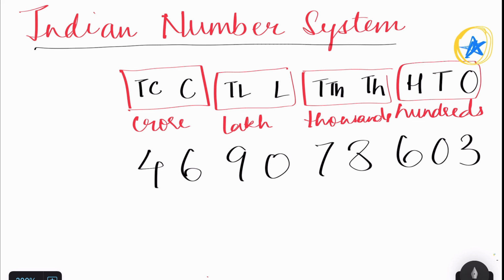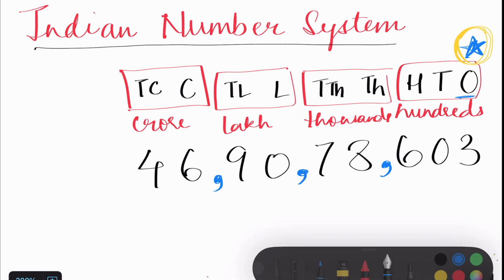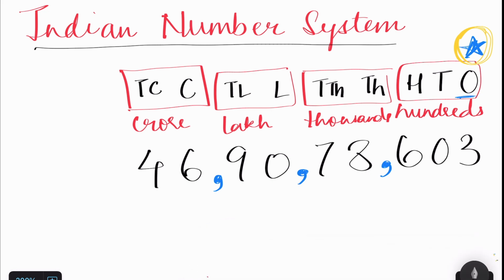Okay, so now for the commas, I will start from my extreme right, that is from the ones place. So ones, tens, hundreds, comma, because that's one family. Then thousands and 10,000s, one family, comma, lakh, 10 lakh, one family, and a comma. I am going to be now telling you the number name. This is 46 crore, 90 lakh, 78,603. Okay, I hope that was easy for you. I hope you got that correct.